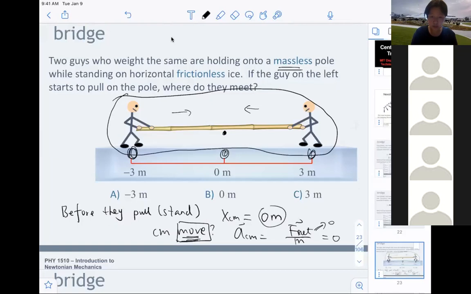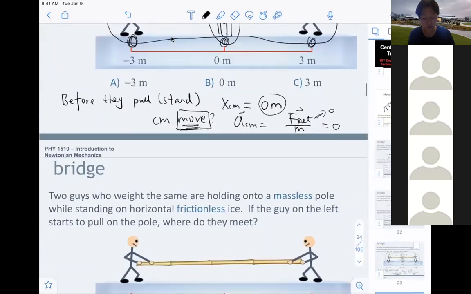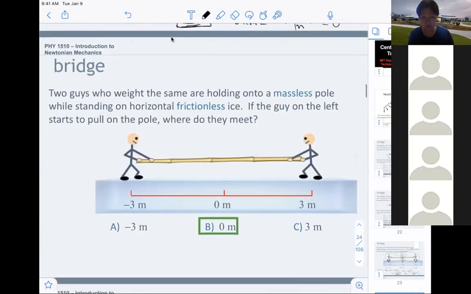So if the center of the mass doesn't move, when they meet, the center of mass is still here. But where do they meet? They meet at the center of the mass, because that's now where all the objects are together. So when they meet, they should meet exactly at 0 meters because the center of the mass of the system hasn't moved. Okay, so that's how we could answer this question. The answer would be 0 meters.